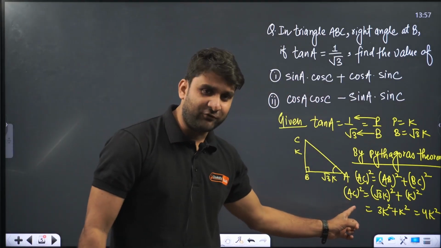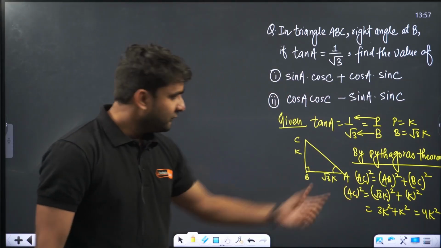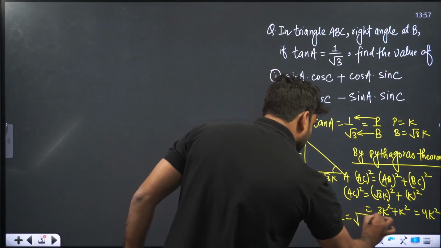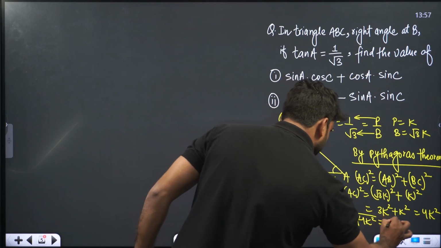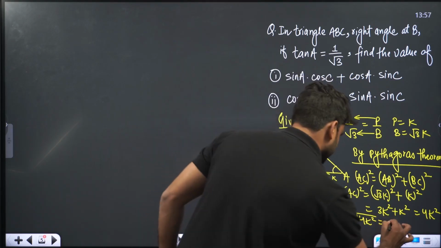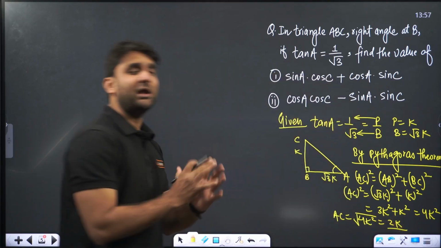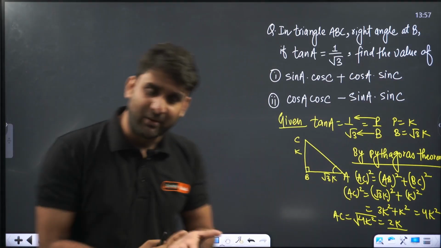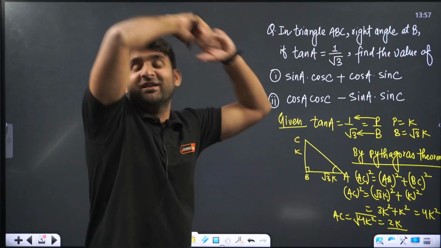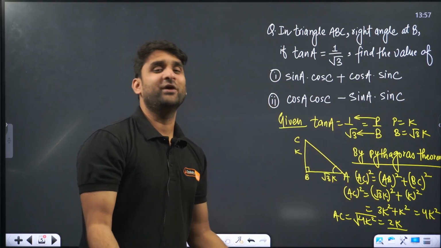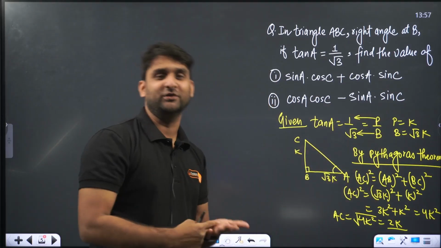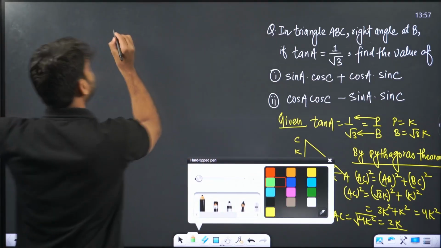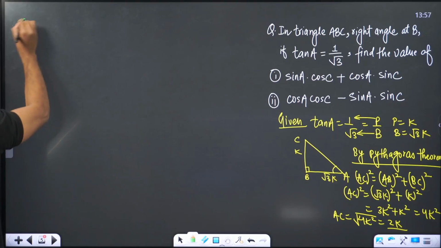Here AC is in square form, so if we remove the square, 4k square will go under root, so we can write AC is equal to under root 4k square. Root 4 is a perfect square number, so we can write 2k. So we have now the hypotenuse. Now we have everything, whatever we required. We have base, perpendicular, hypotenuse. Now anyone can ask anything from us, because we know everything. So let's move to question number 1. I am solving here question number 1.